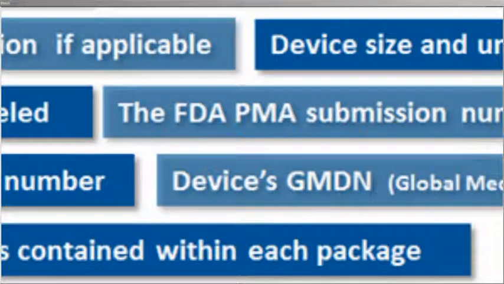There are two additional acronyms that I'd like to mention here as well. The first is Pre-Market Approval, or PMA. This is the number that the FDA will assign to a Class 3 medical device after they've approved it for sale. And the GMDN, which is the Global Medical Device Nomenclature Code. It's a global code that's used to define specific types of medical devices.